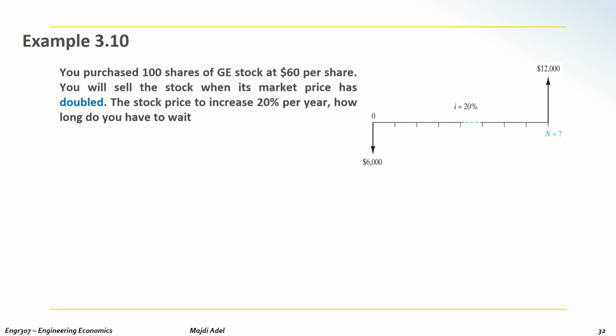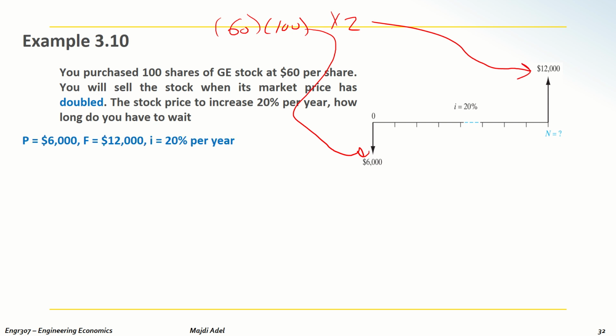First of all, we need to find the present value. So I bought 1,000 shares. The price for one share is $6. So my present value is $6,000. And I wanted to double, so I will multiply it by 2. I will get $12,000. So same thing, we are going to use the compounding formula F equals P times (1 plus I) to the power N, and solving the equation for N as follows.